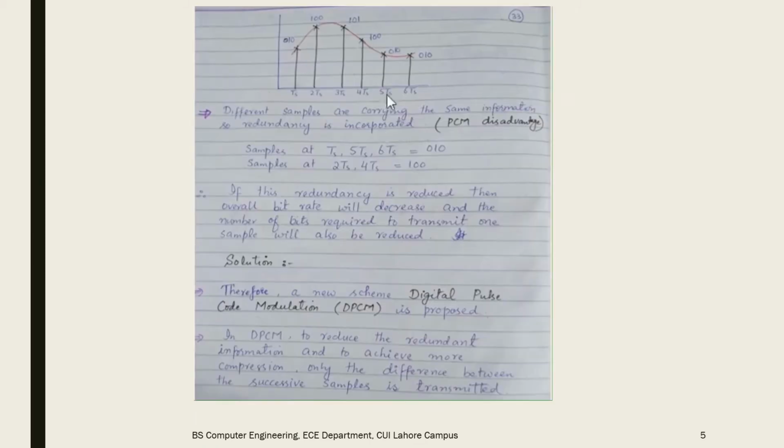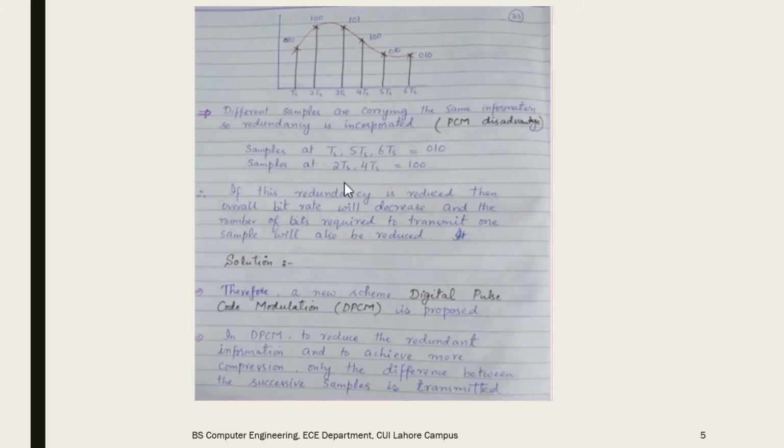So from this example we can observe what the PCM disadvantage is. Here you can see that different samples are carrying the same information, so it means redundancy is being incorporated. As you can observe, the samples at TS, 5TS and 6TS all carry the information 0, 1, 0, the same information carried by 3 samples, whereas 2TS and 4TS are also carrying the same information, which is 100.